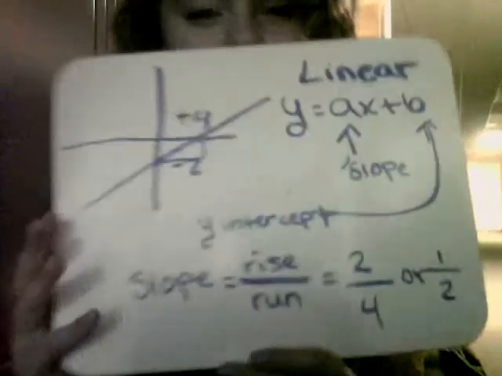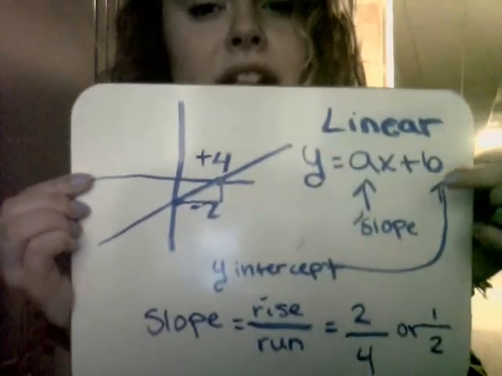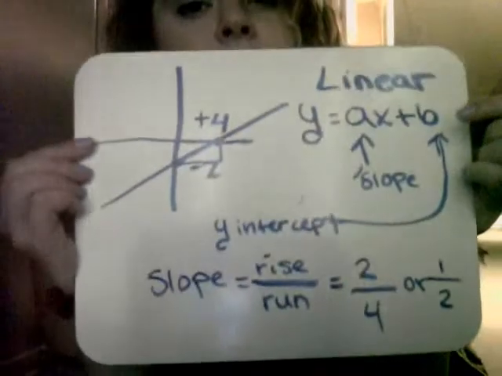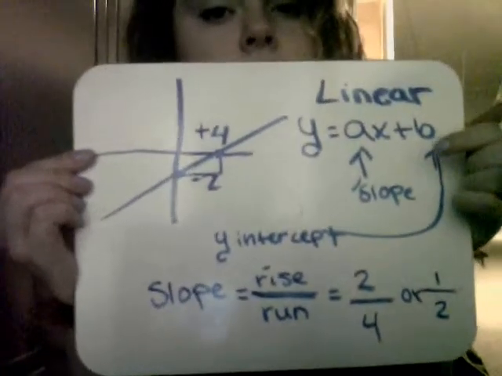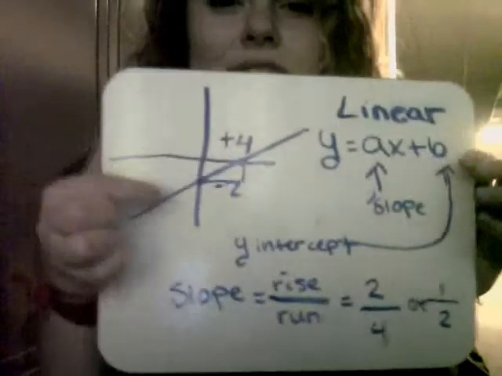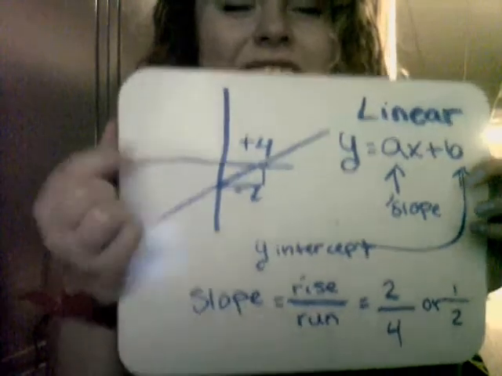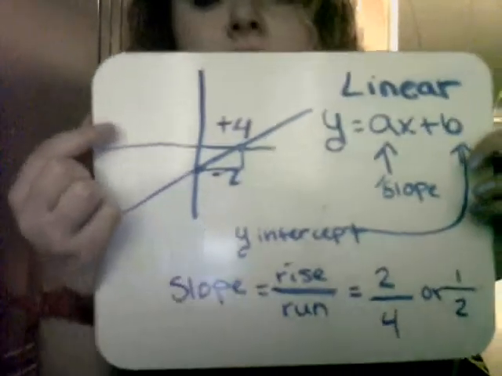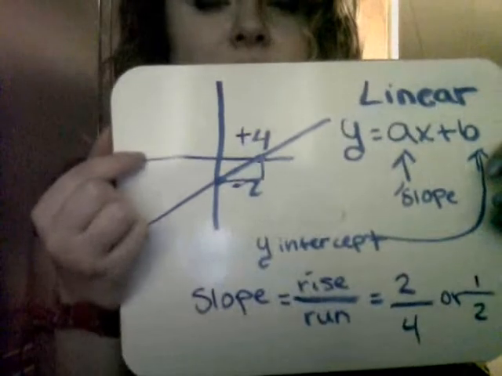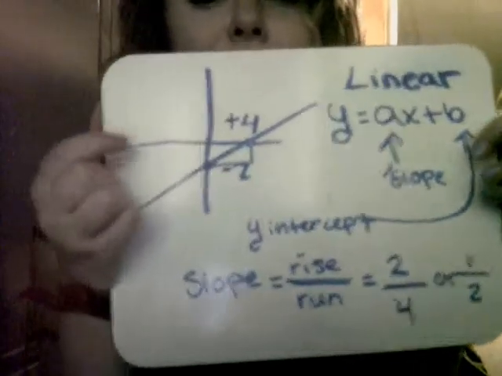Okay. So we did linear equations for this one, and it would be ax plus b, where a stands for the slope and b stands for the y-intercept. The y-intercept in this one would be negative 2, because that's where the line crosses through the y-axis, and the x-intercept would be positive 4, because that's where the line crosses the x-axis.